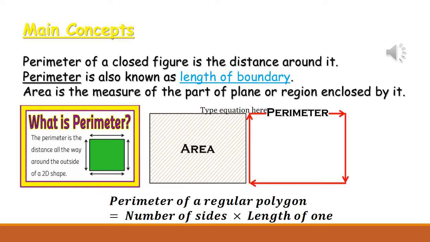Now, what is area? Look into the second figure. It is showing the difference between area and perimeter. For showing the perimeter, it is drawing the boundary with red color. So, only the boundary is marked, but for area, the inner part is shaded. That means it is the measure of the part which is enclosed by a figure. Okay. So, perimeter of a regular polygon will be number of sides into length of one side.